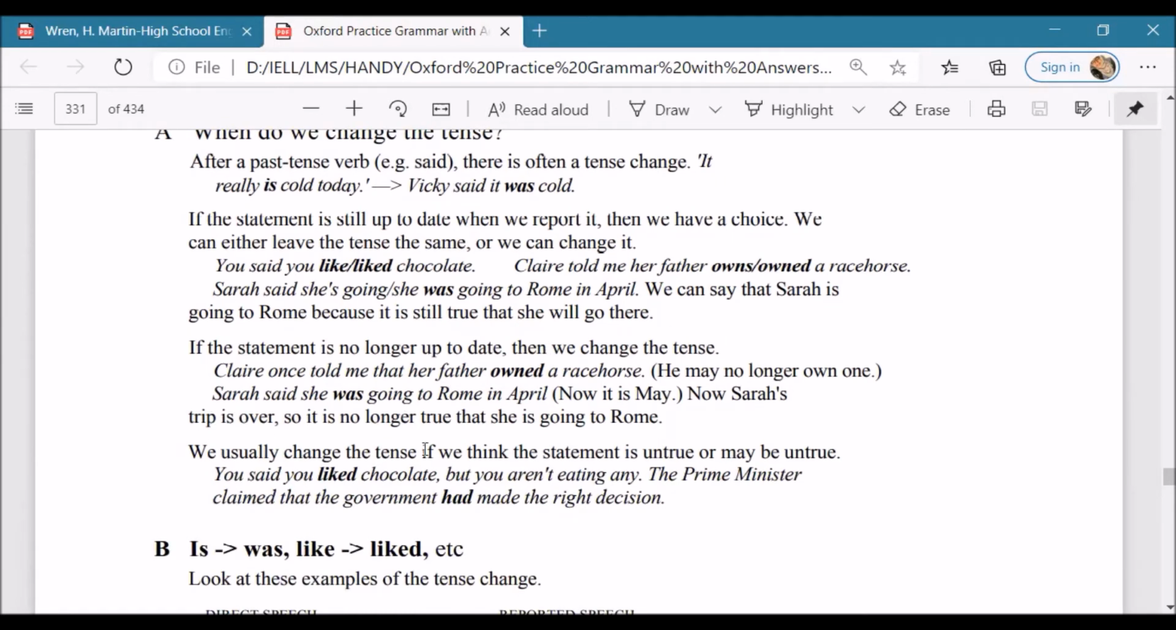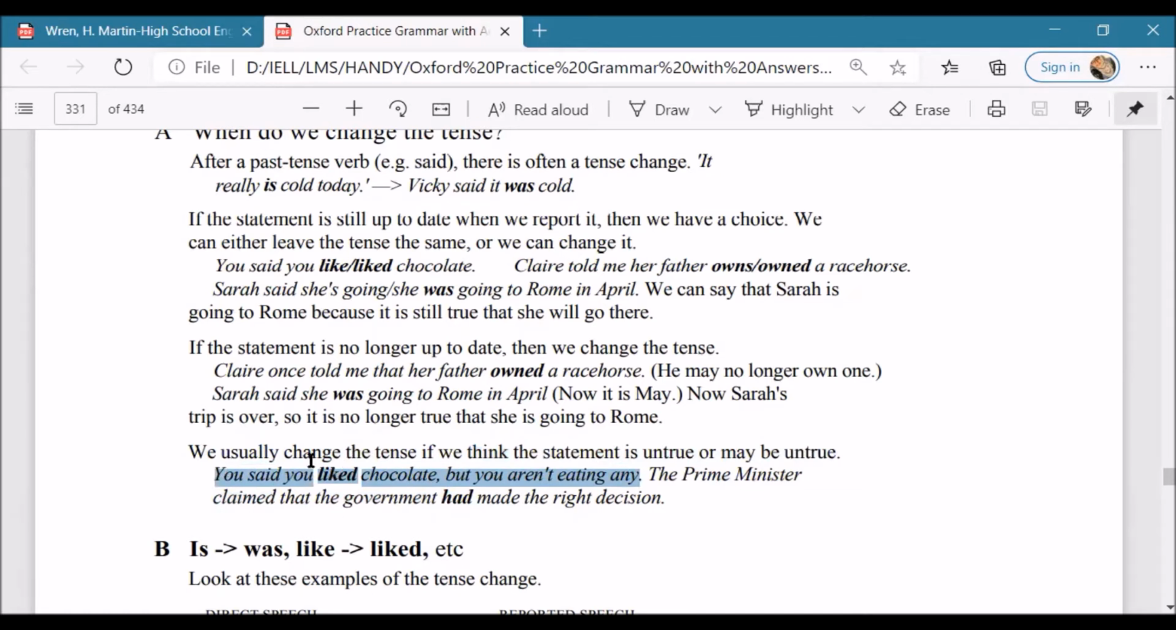For example, the trip is over, so it is no longer true. So this is how it works. Then we usually change the tense of the verb if we think the statement is untrue or maybe untrue. So when we think something is not true, or there is a possibility of it being untrue, in that case we have to change the tense. You said you liked chocolate, but you aren't eating any. So in this case, if you're not eating it, that means you might not like chocolate.